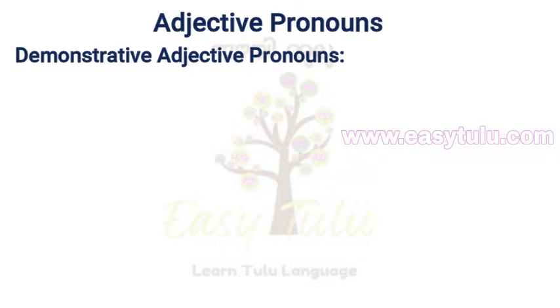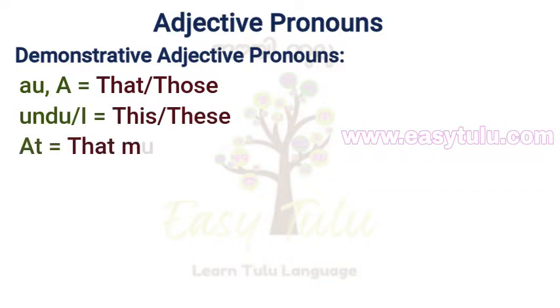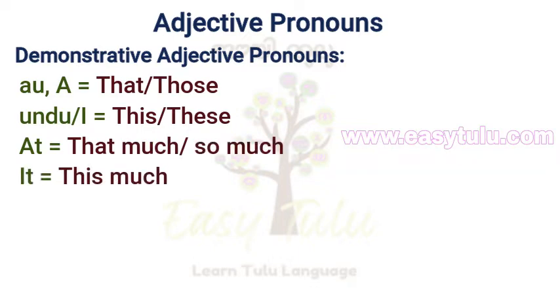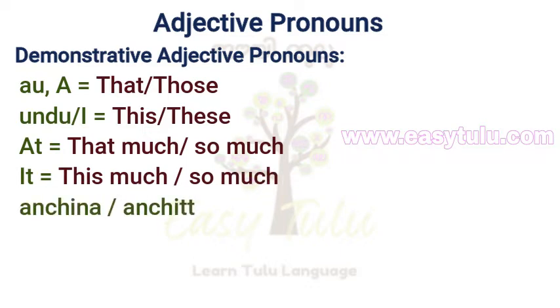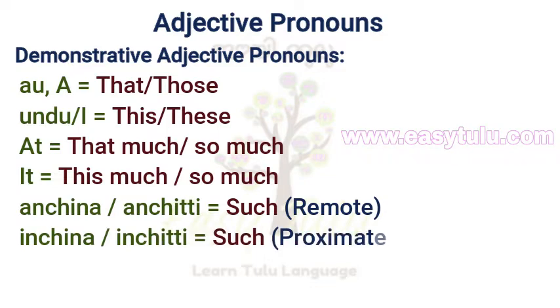These are the demonstrative adjective pronouns used in Tulu. Au or a, that and those. Undu or e, this and these. At, that much and so much. Eat, this much and so much. Anchina or Anchitti, such, remote. Inchina or Inchitti, such, proximate.